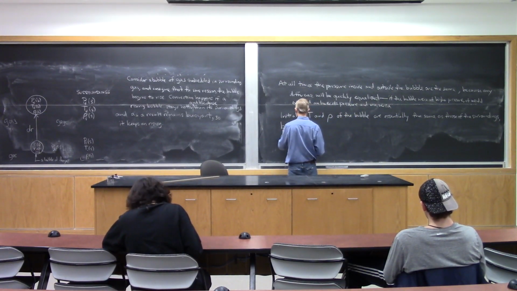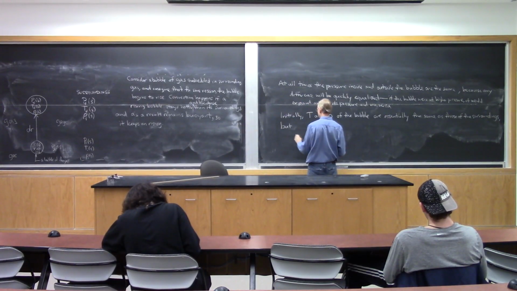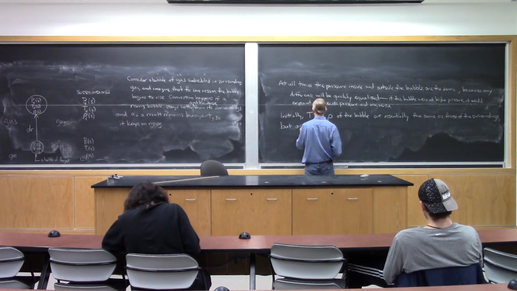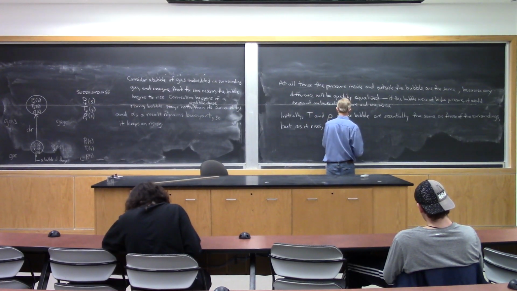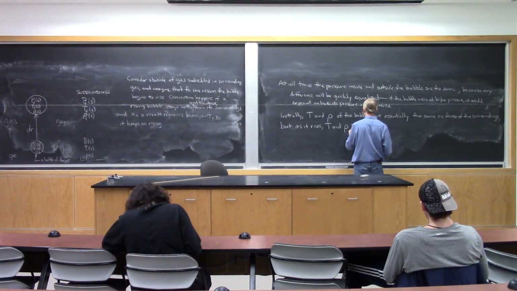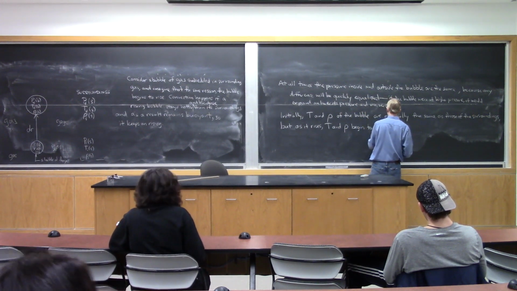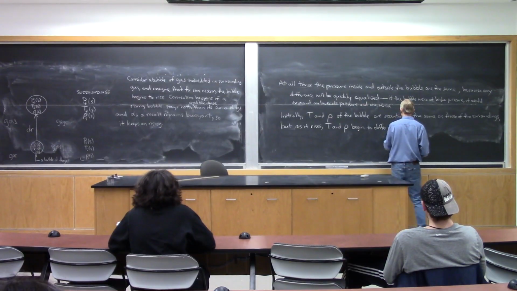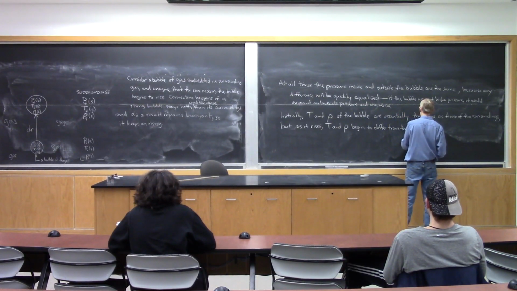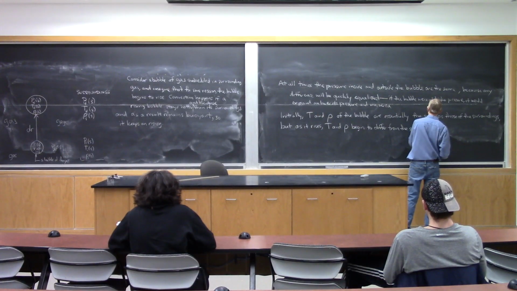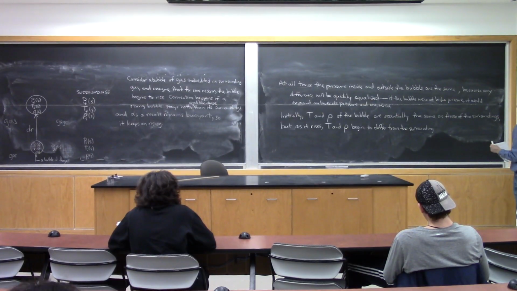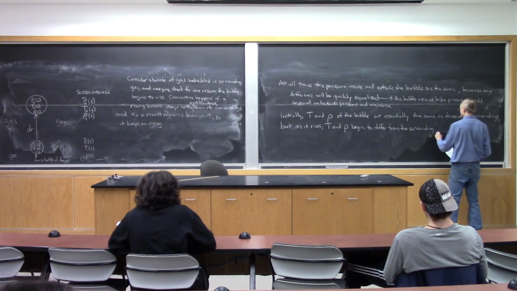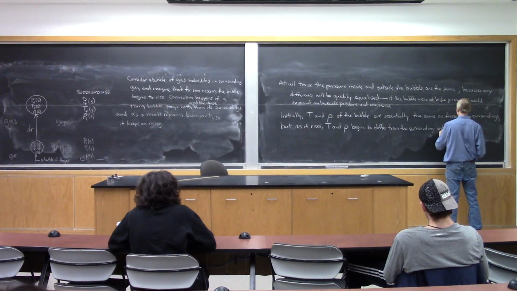But as it rises, T and rho begin to differ from the surrounding values. And that's the key here, because the question will be, does rho stay smaller than outside, or does it get bigger than outside? And that's all the difference from the surrounding values.